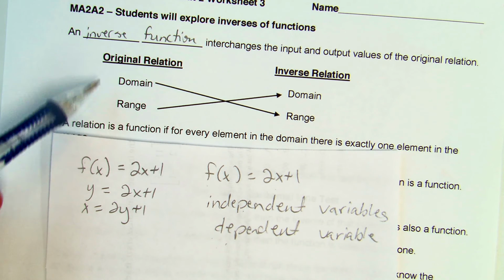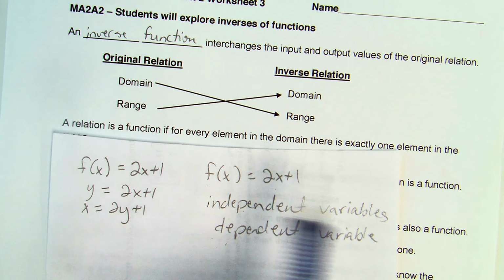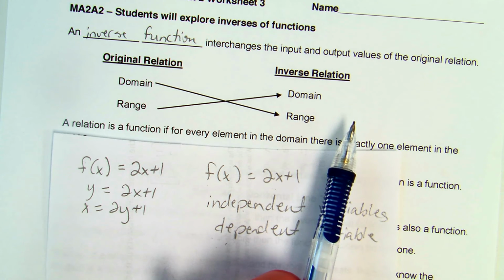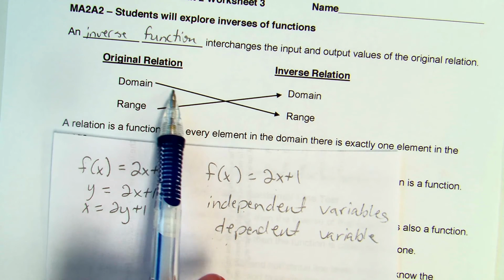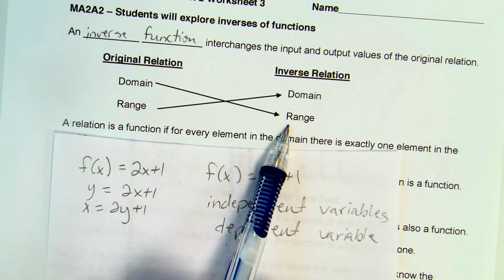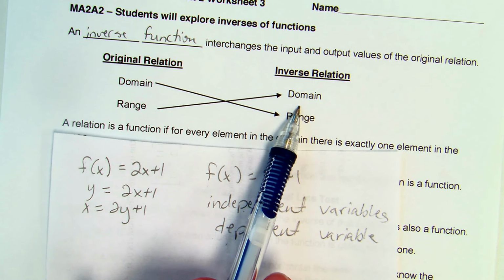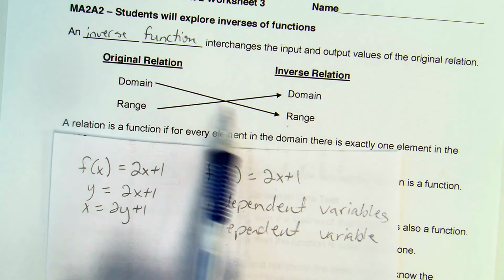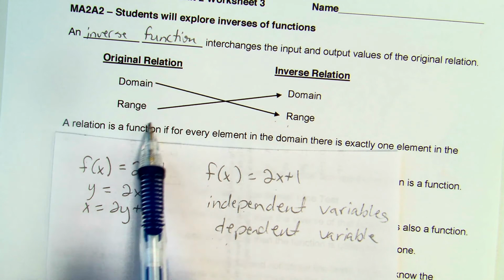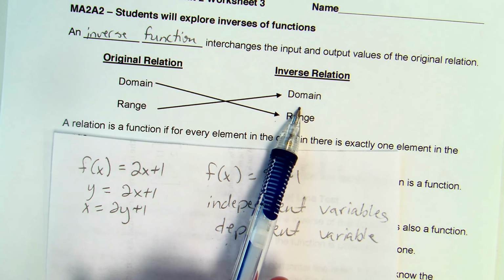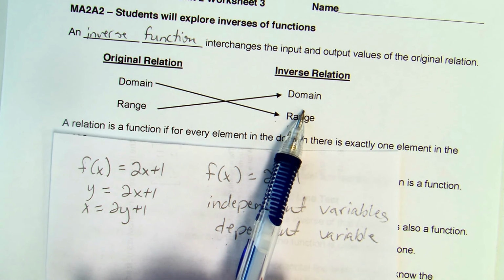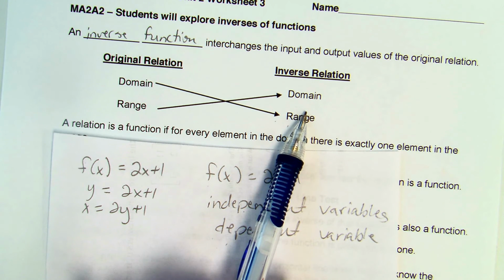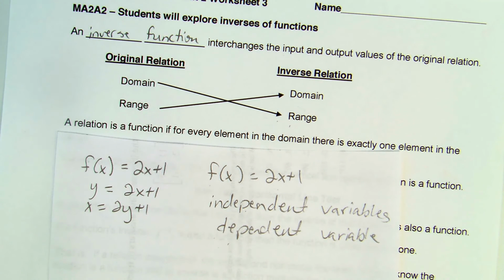So if I have an original relation and I find its inverse, notice what happens. From the original to the inverse relation, the domain becomes the range of the inverse, and the range becomes the domain of the inverse. So in a minute, you're going to graph a function and its inverse, and if you'll notice, the domains and the ranges are going to swap in each of those functions.